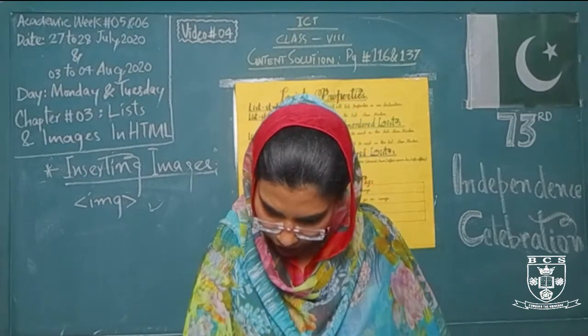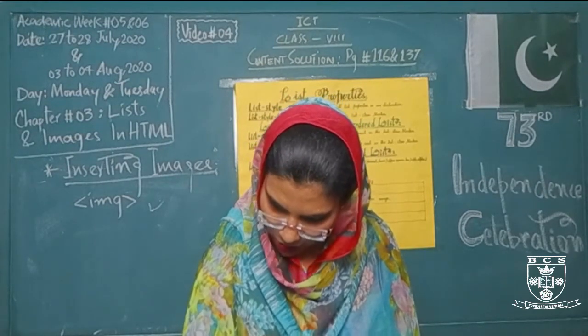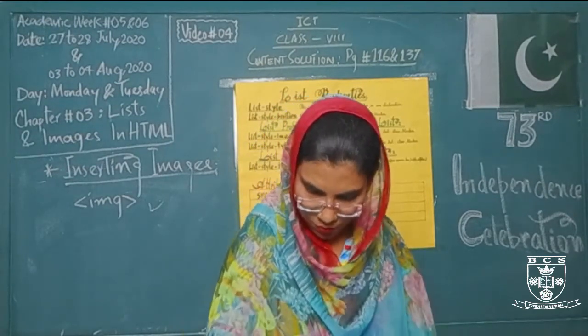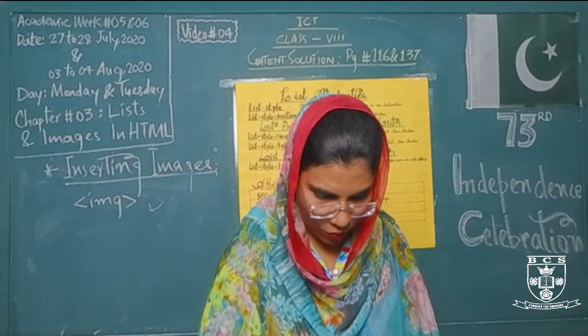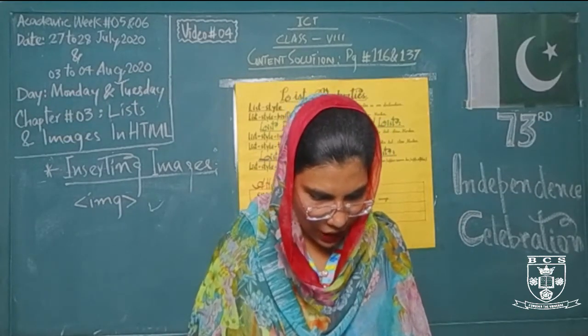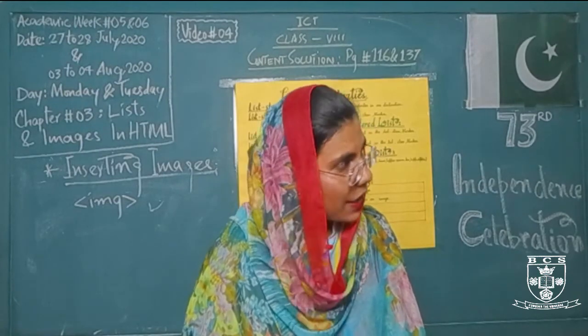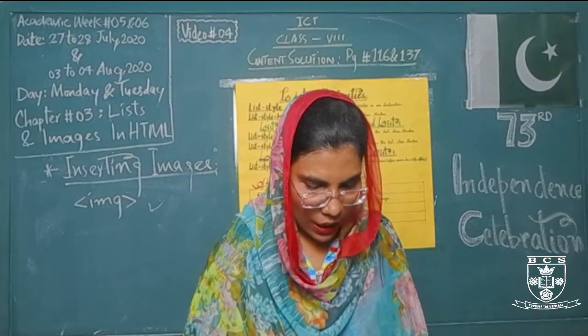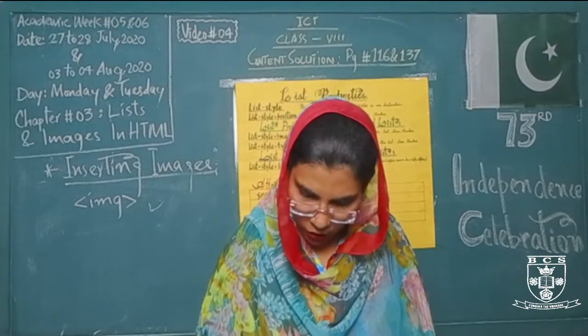The second one is: name any two attributes of this tag and their use. Now the attributes of the tag and the uses of the attributes. For the second one, two attributes of the image tag are: number one is alt, it is used to specify an alternate text for our image, and then the height, it is used to specify the height of the image.